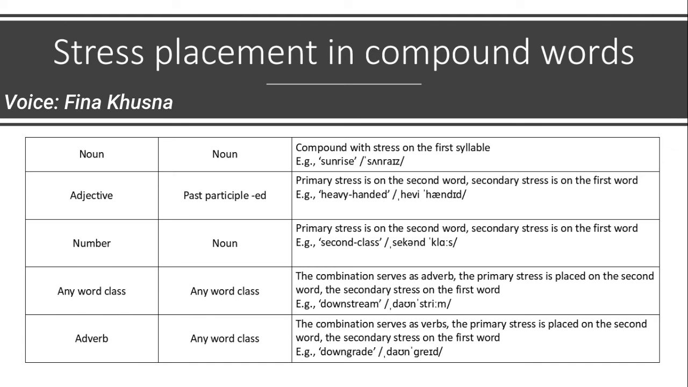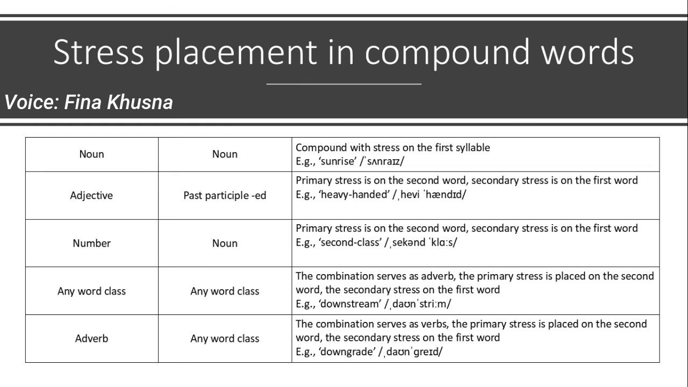And then number plus noun. Primary stress is on the second word and secondary stress is on the first word. For example, second class. Second is a number and class is a noun. Any word class plus any word class: the combination serves as an adverb. The primary stress is placed on the second word and the secondary stress on the first word. For example, downstream. Down is any word class and stream is any word class too.